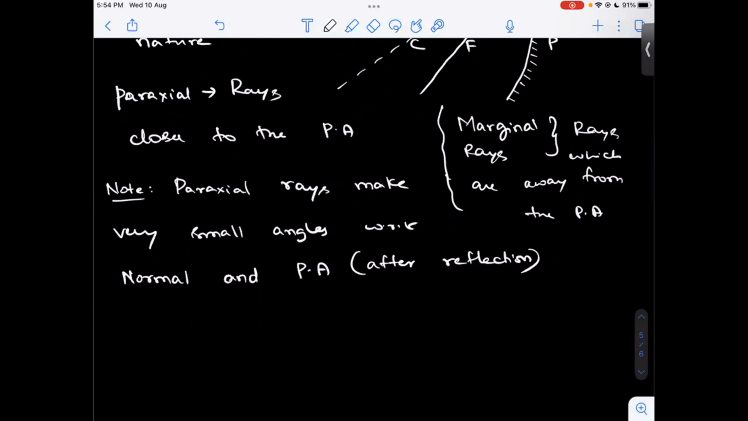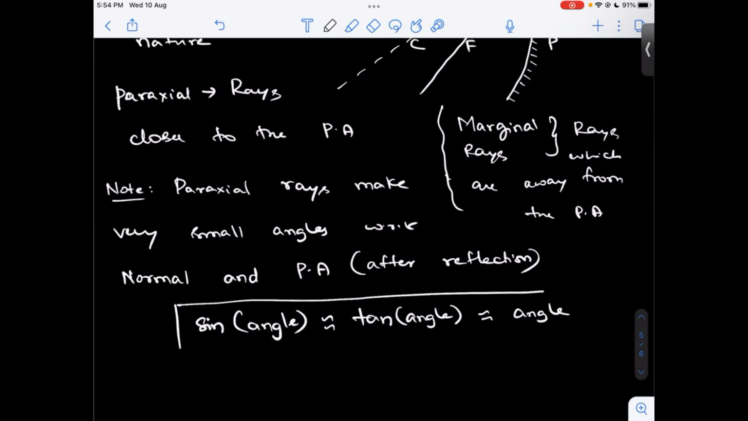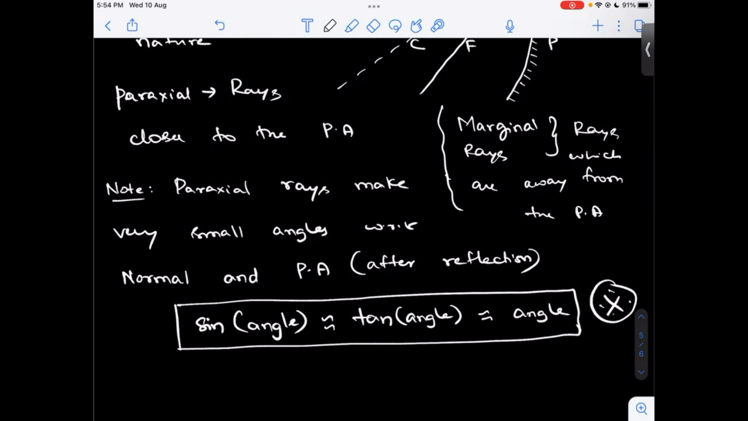When rays make small angles, an important point to be observed is that sine of an angle is approximated to tan of the angle, which is approximated to the angle itself. So this is one important mathematical condition, one of the important mathematical conditions that we'll be using throughout this chapter.